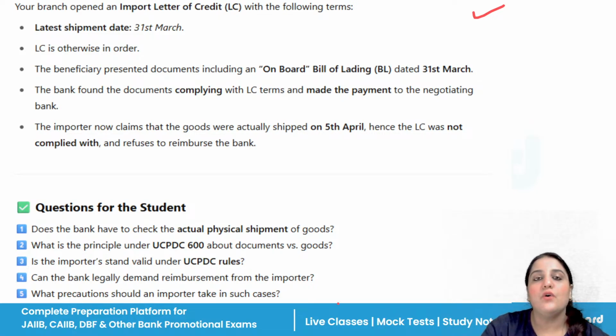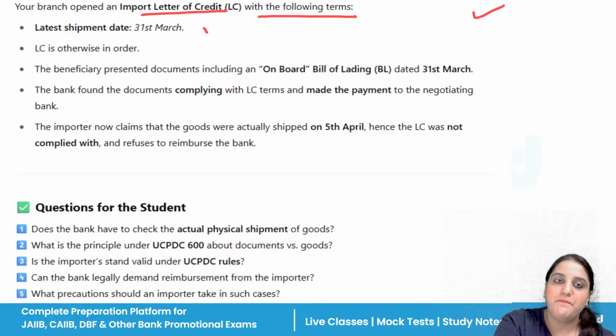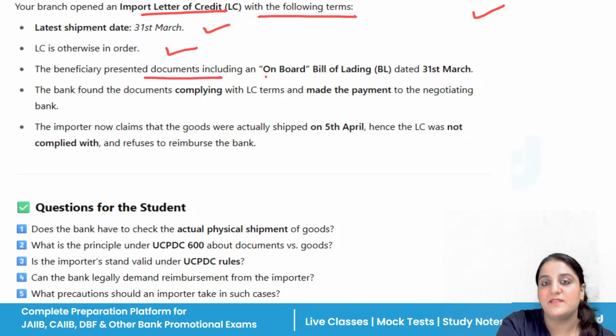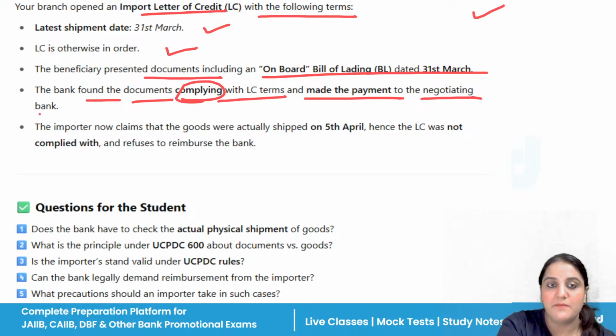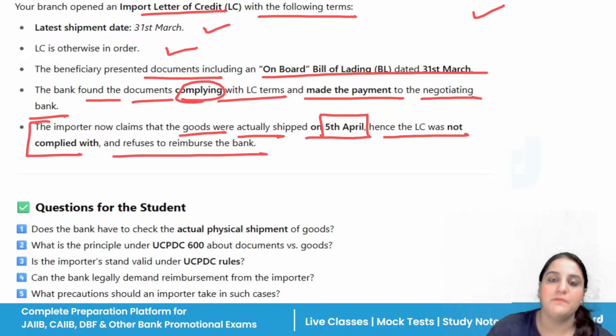Okay, so there is a bank. You opened an import letter of credit with the following terms. Shipment date is there. LC is otherwise in order. The beneficiary presented some documents. The bank found the documents complying with the LC terms and made the payment to the negotiating bank. Importer now claims the goods were actually shipped on 5th of April.